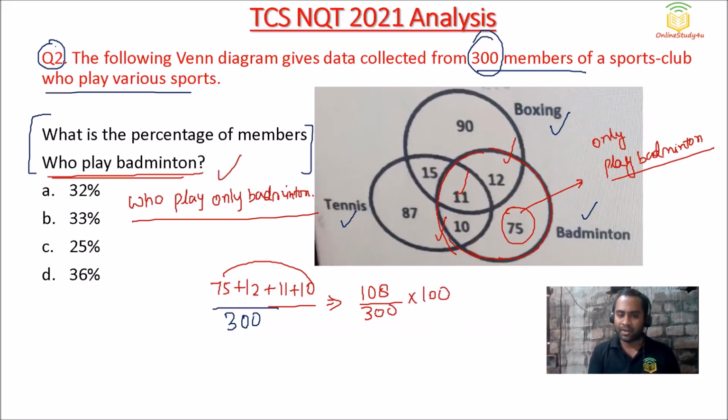So multiply by 100. 20 and 20 get cancelled, and 3 3s are 9 and 3 6s are 18. 36%. Option D will be the correct answer for this particular question.